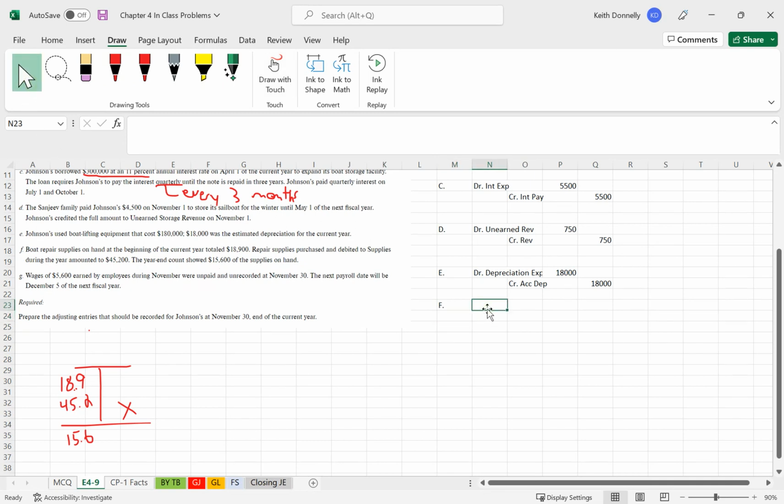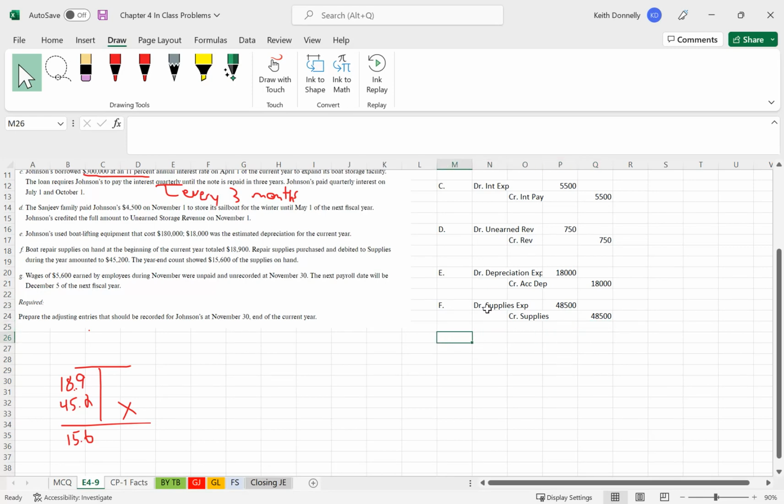We saw this already in the multiple choice question. What you're going to do here is debit supplies expense, credit supplies, and you're going to solve for that X. In other words, it's going to be the 18,900 plus the 45,200 minus the 15,600. We're going to get 48.5 for that. Okay?